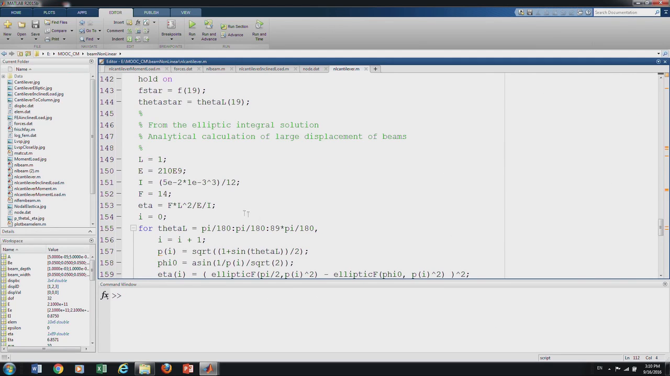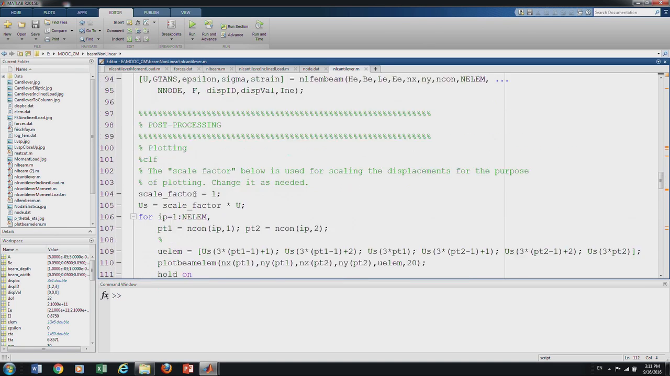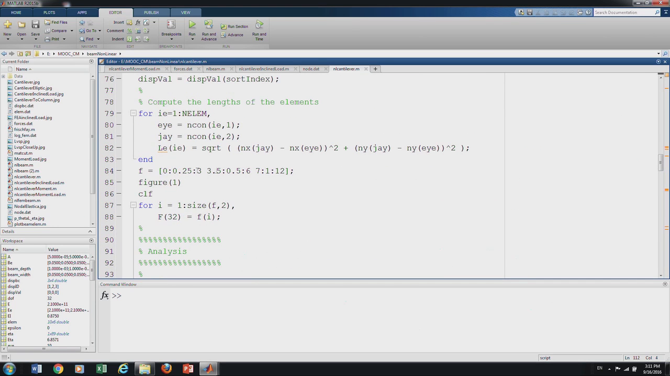Elliptic integral solution, again we have taken length L equal to 1 meter, Young's modulus that of steel, second moment of area of 5 centimeter by 1 millimeter cross section, and a force as much as 14, but we are actually changing the force for various values. Above, when I showed this finite element analysis, I will show you where the force is. Force is actually changed in a loop. There is a for i equal to size of f, and small f is where 0 in steps of 0.25 up to 3 newtons, and then 3.5 in steps of half a newton up to 6, and then 7 to 12 in steps of 1 newton.